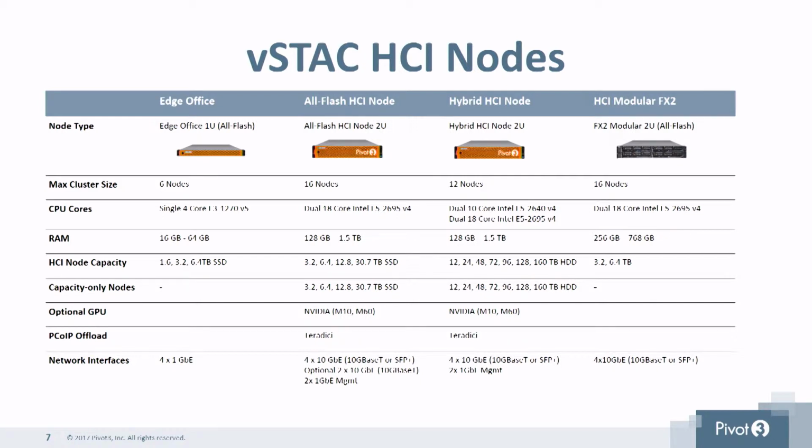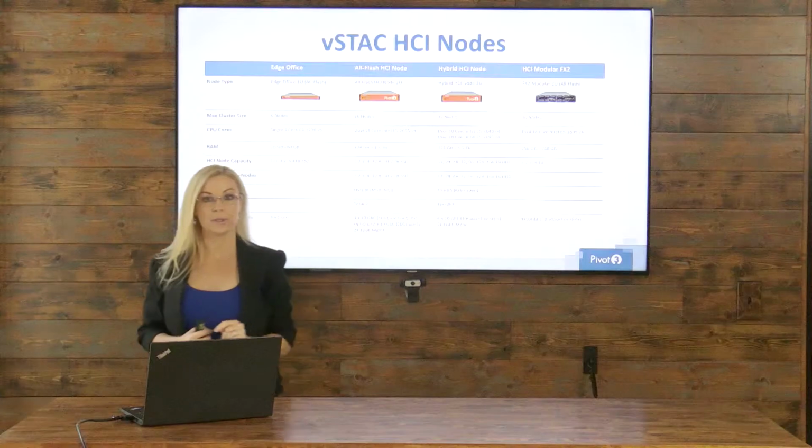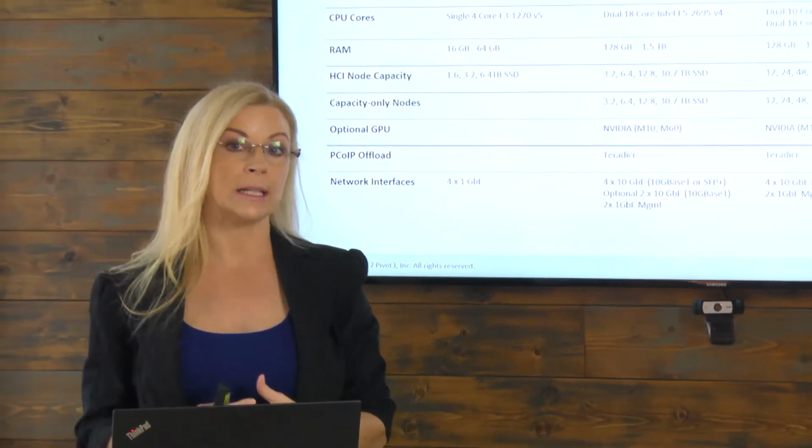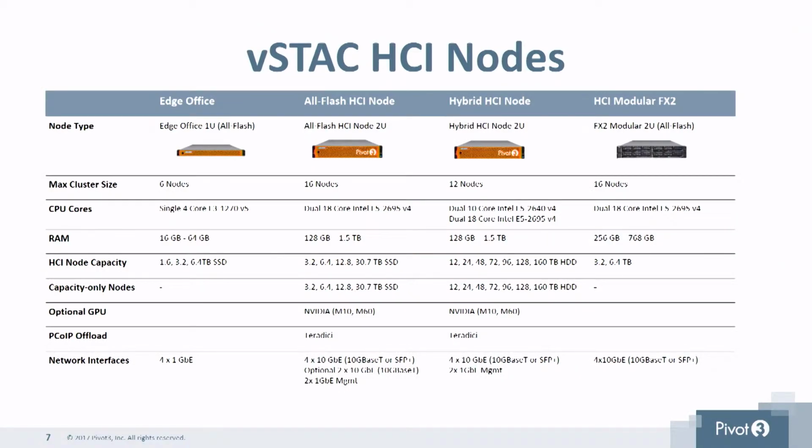Again, it can have the same graphics cards. Hybrids. The big difference here is the ability to choose different CPUs. You can have a dual 10-core CPU, or you can have a dual 18-core CPU. You have the ability to go up to 160 terabytes in a 2U form factor. So the densest HCI platforms in the industry. Again, you can add graphics cards to that.